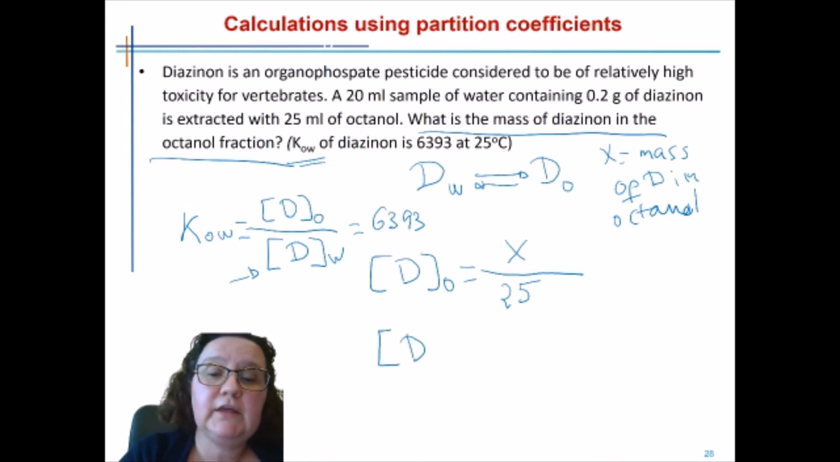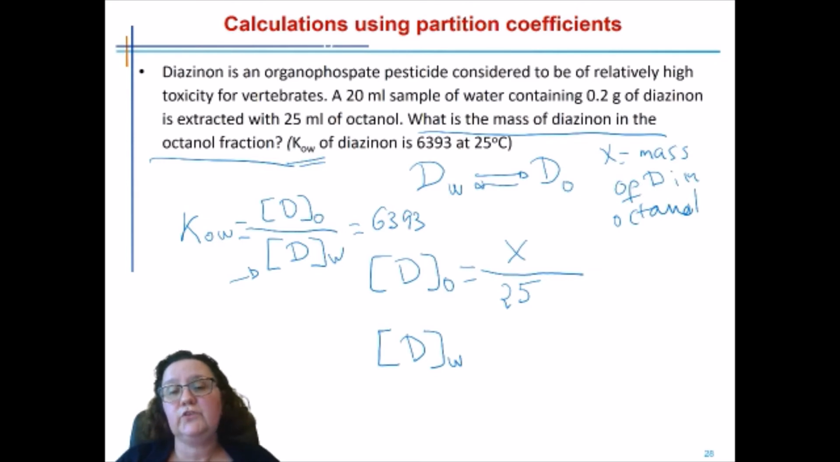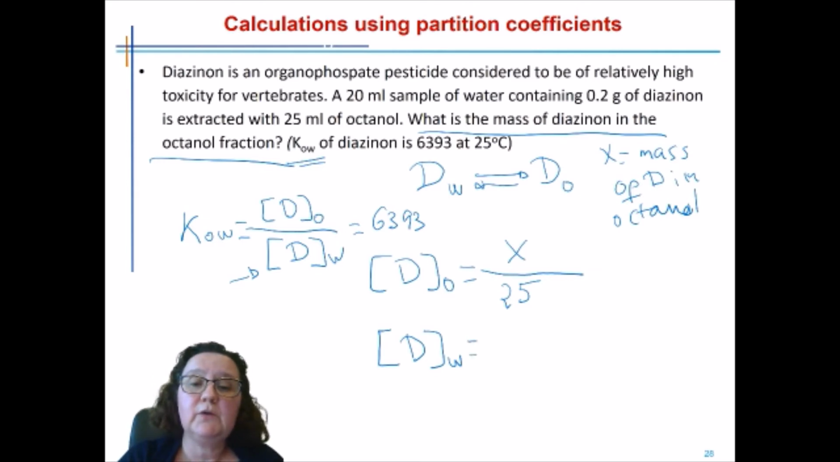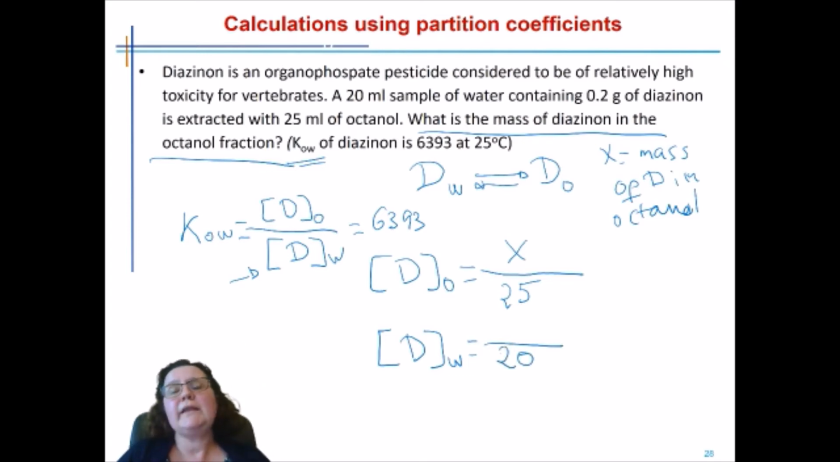So I write again the concentration of the diazinon in the water. And now I say, okay, I know how much water I've got: 20 milliliters. And now, how much diazinon do I have in the water? I'm going to ask you to stop the video for a second and try to come up with an answer. Do you know how much diazinon you have in the water once the experiment has finished, once the extraction has taken place? So stop the video, have a little think, and tell me.